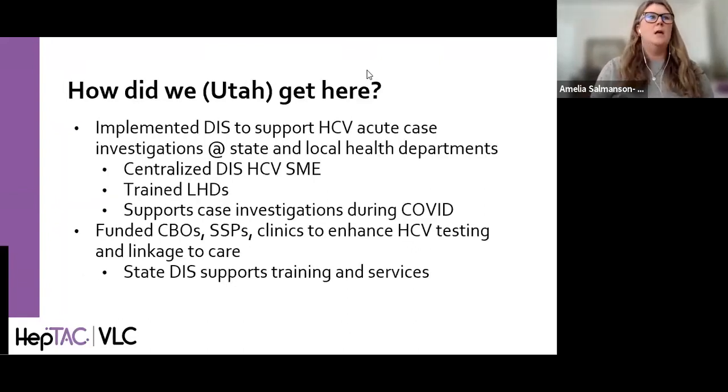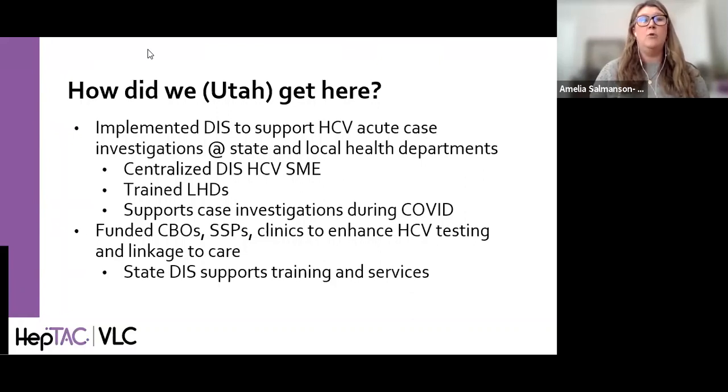Okay. All right, so how did we, being Utah, get here? I wanted to share a brief overview of what we're doing. So in 2017, we implemented DIS as a way to support and conduct acute Hep C case investigations, which was consistent with our 1903 grant objectives. And at the time, few syringe service providers and community-based organizations were doing rapid Hep C testing.